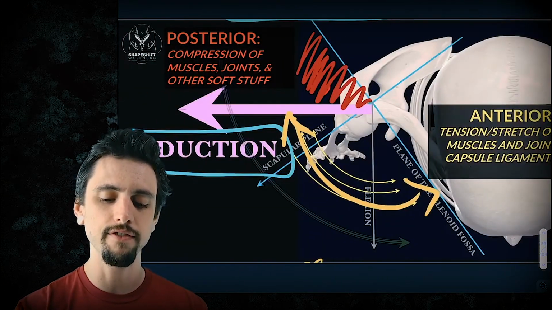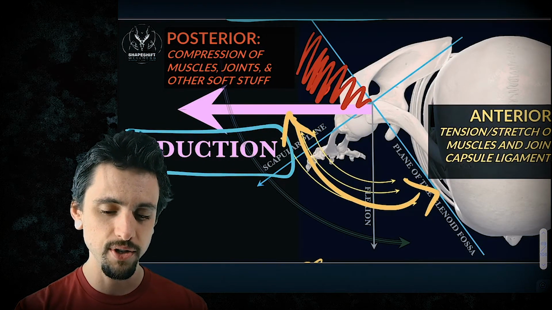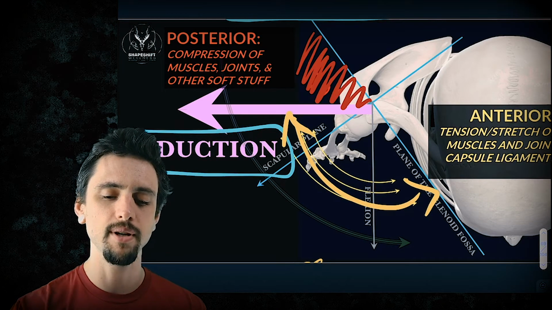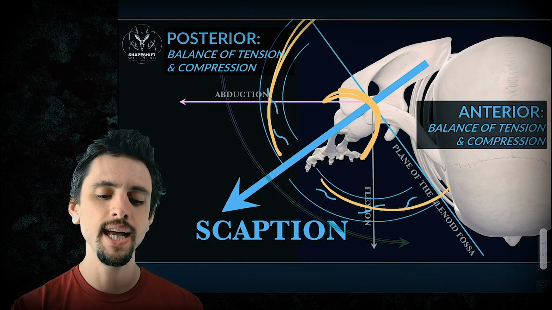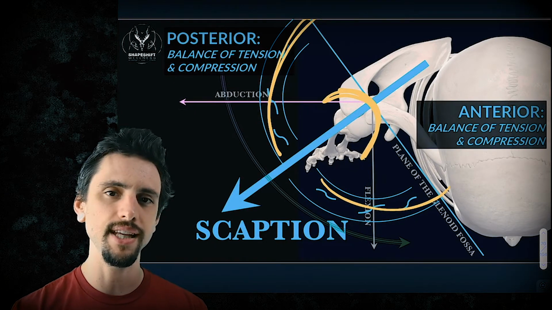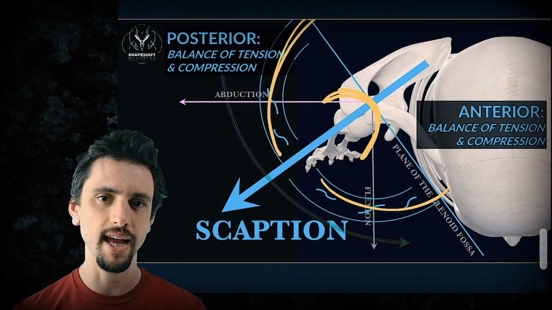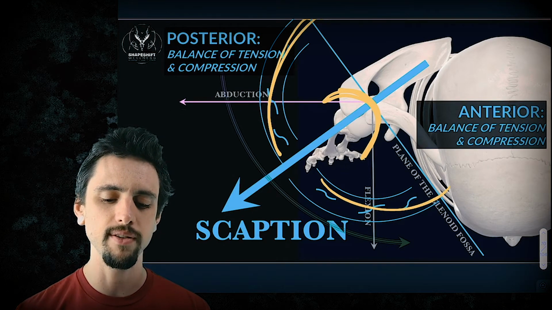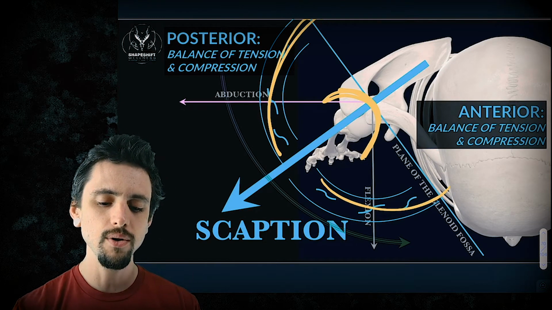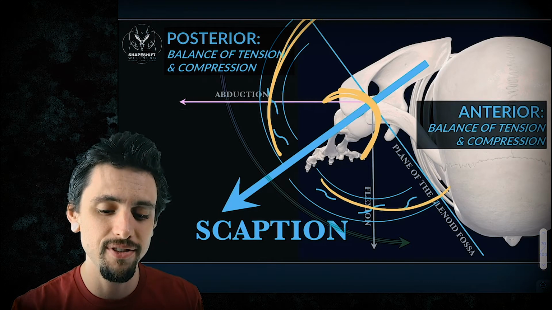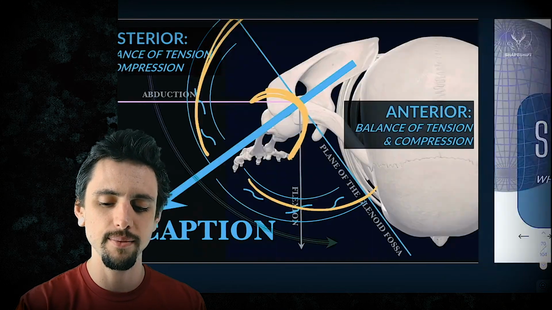In abduction, the front side ligaments, muscles would be on a stretch, and the backside would be compressed, including the labrum. Okay. Now in scaption, everything's more balanced. You've got sort of equal amounts of compression and tension on all sides of the joint, backside, front side, and that includes the muscles, ligaments, etc. Okay, so you've got maximal freedom of motion. So it's just easier for most people. If they're having trouble with one or the other, try to have them do this, and it's probably easier.